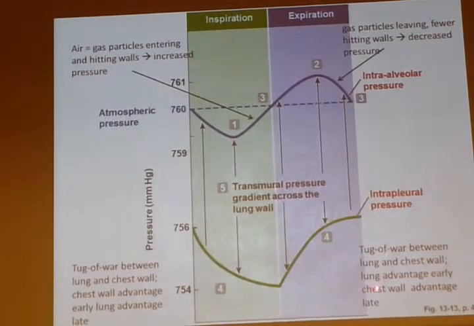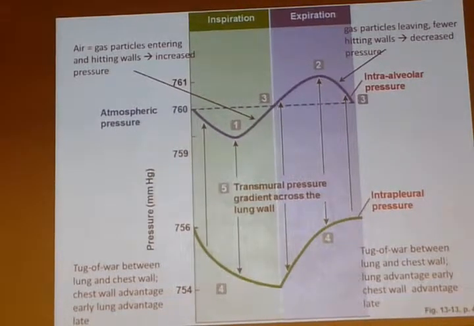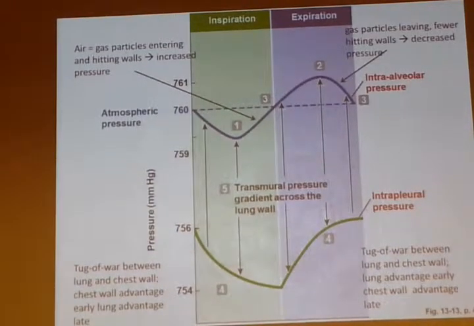So chest wall advantage is early for chest wall. Okay, so the chest wall has the advantage going out early in inspiration. The lung is getting more and more stretched and wants to come in more and more during late inspiration. That also is helping to reverse the pressure.